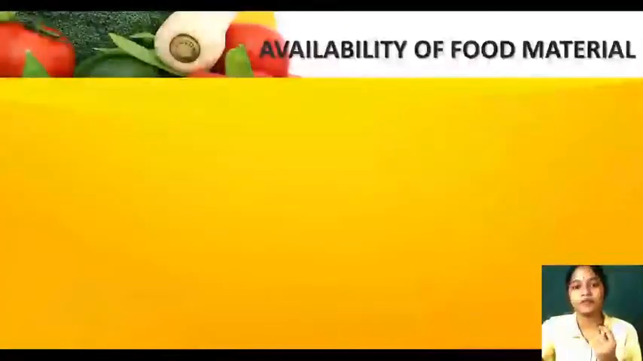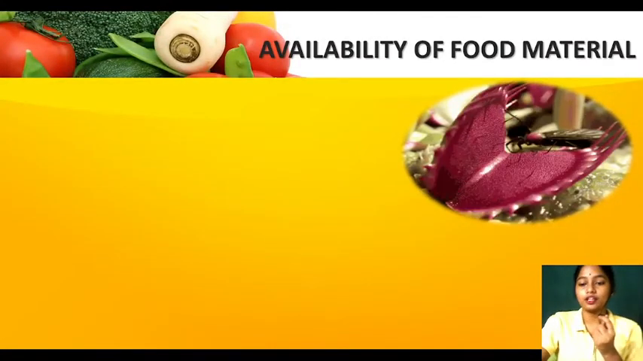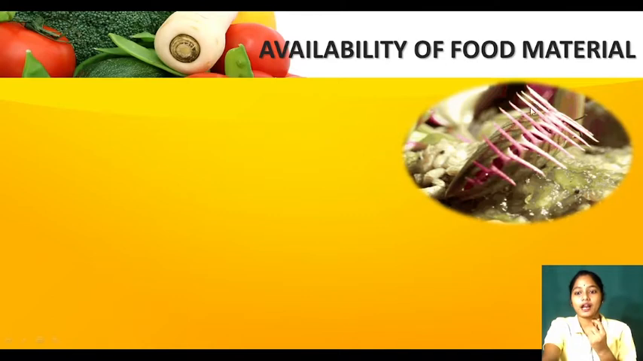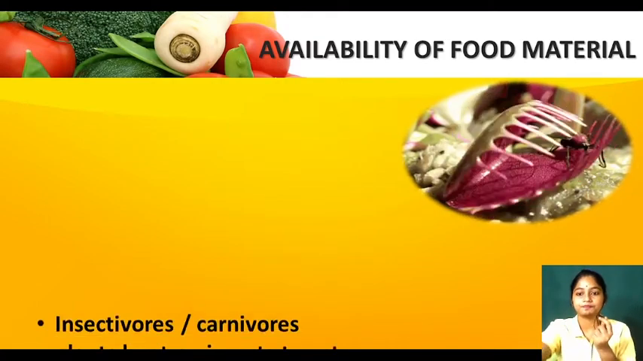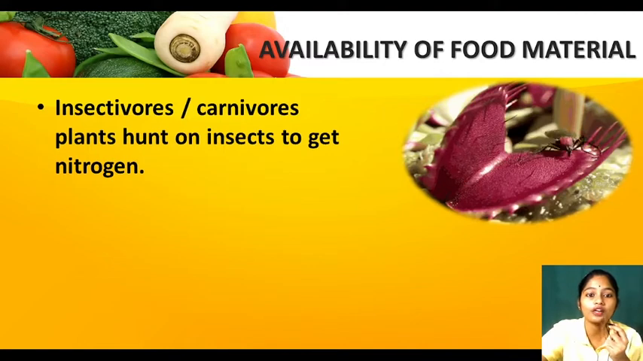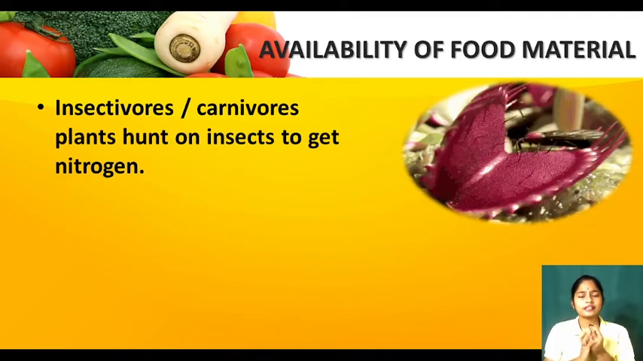Now, availability of food material. Can you see, this is a plant, not an animal. This is a plant known as the Venus flytrap, and it is capturing a fly. Insectivorous or carnivorous plants hunt insects to get nitrogen. They need nitrogen.